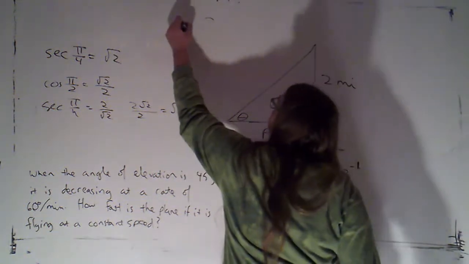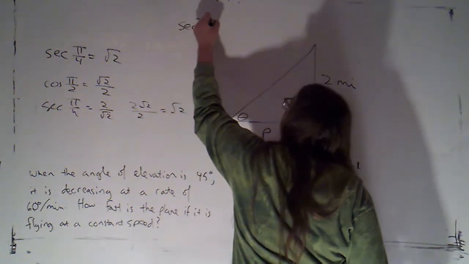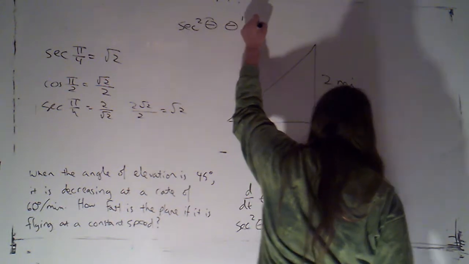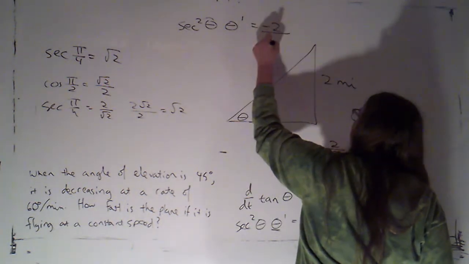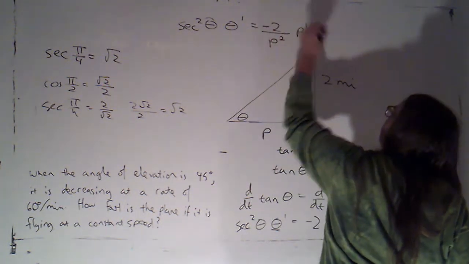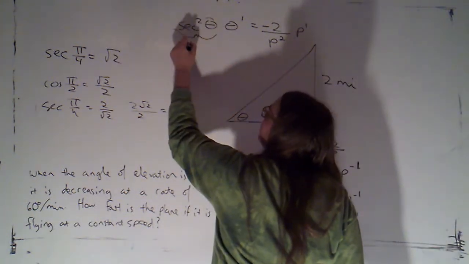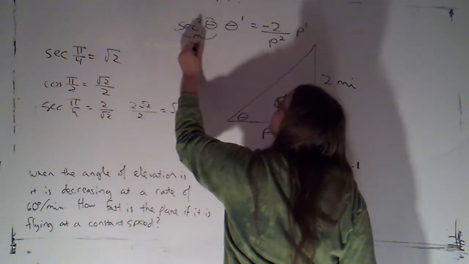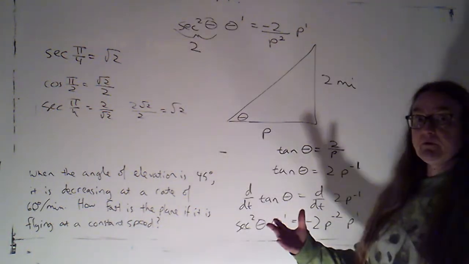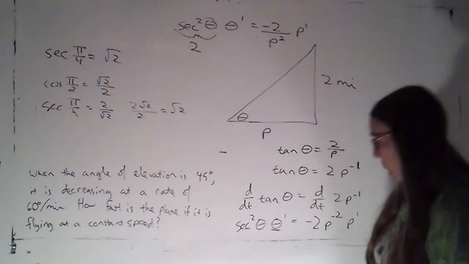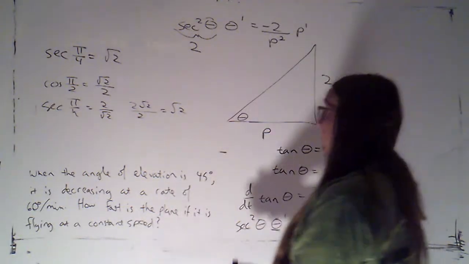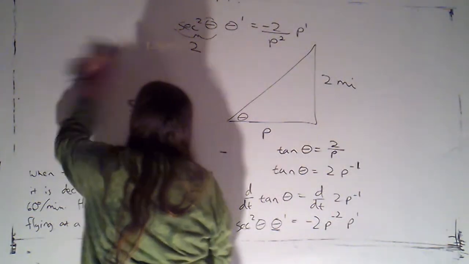Let me actually just copy this up here. We need secant squared theta times theta prime equals negative 2. I'm just going to write that as over p squared times p prime. So we've just gotten that secant squared theta is going to be 2. Secant is root 2. If we square it, we will get 2. Now, theta prime we have, but in the wrong units.